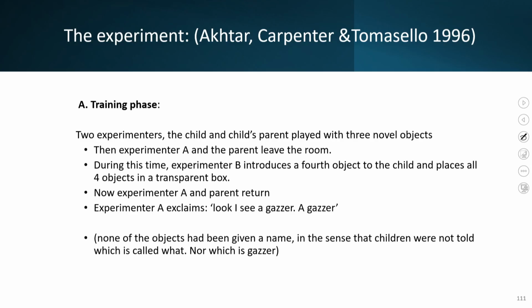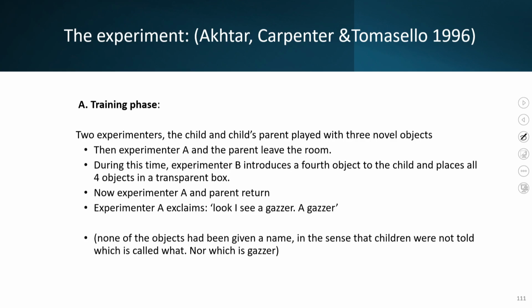Now, the child and experimenter B are left inside the room. They are still playing. While those two people are outside, experimenter B introduces a new object to the child and places all 4 objects in a transparent box, so that you can see the contents of the box from outside. After some time, experimenter A and the parent return. Upon returning, experimenter A exclaims, "Look, I see a gazer, a gazer." Before this, none of the objects had a name. The child had no label for any of the objects.